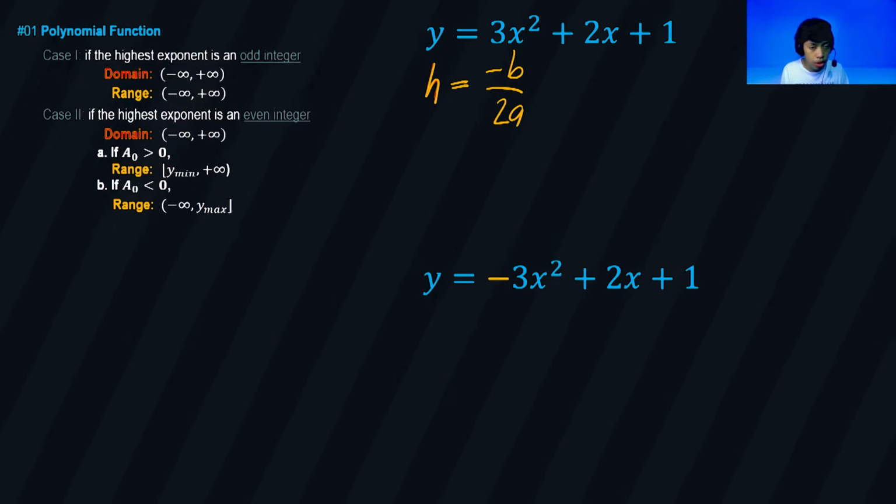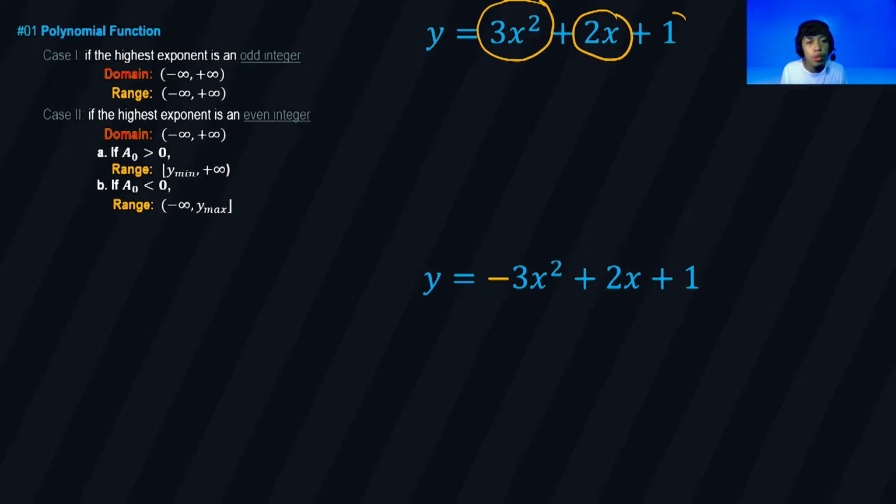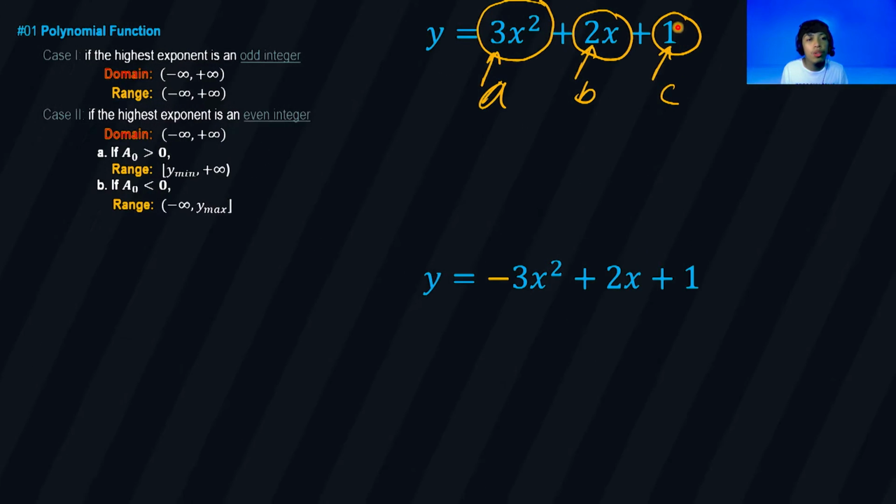Okay, let me erase that first. Let me explain first kung ano yung a at b. Suppose we have this equation. First, you have to arrange the terms by degree. Take a look at this one. The degree of this term is 2, the degree of this term is 1, and the degree of this term is 0. So 2, 1, 0. Dapat naka-arrange from highest to lowest degree. This one right here, your 3, is your value for a. This one, your 2, is your value for b. And this one is your value for c. So your a is equal to 3, your b is equal to 2, and your c is equal to 1.